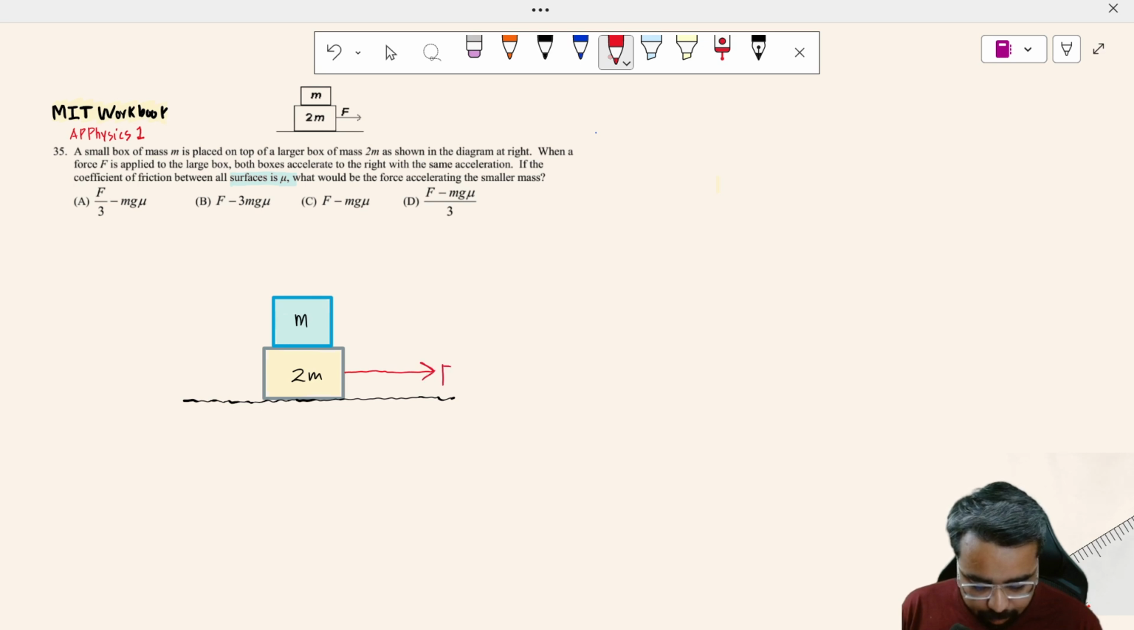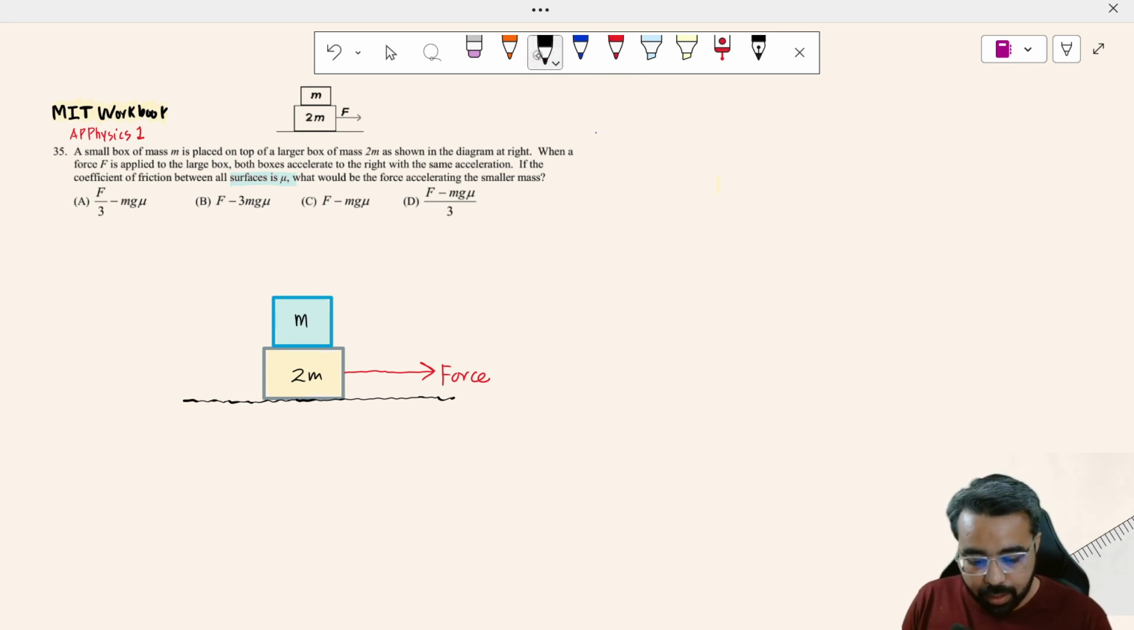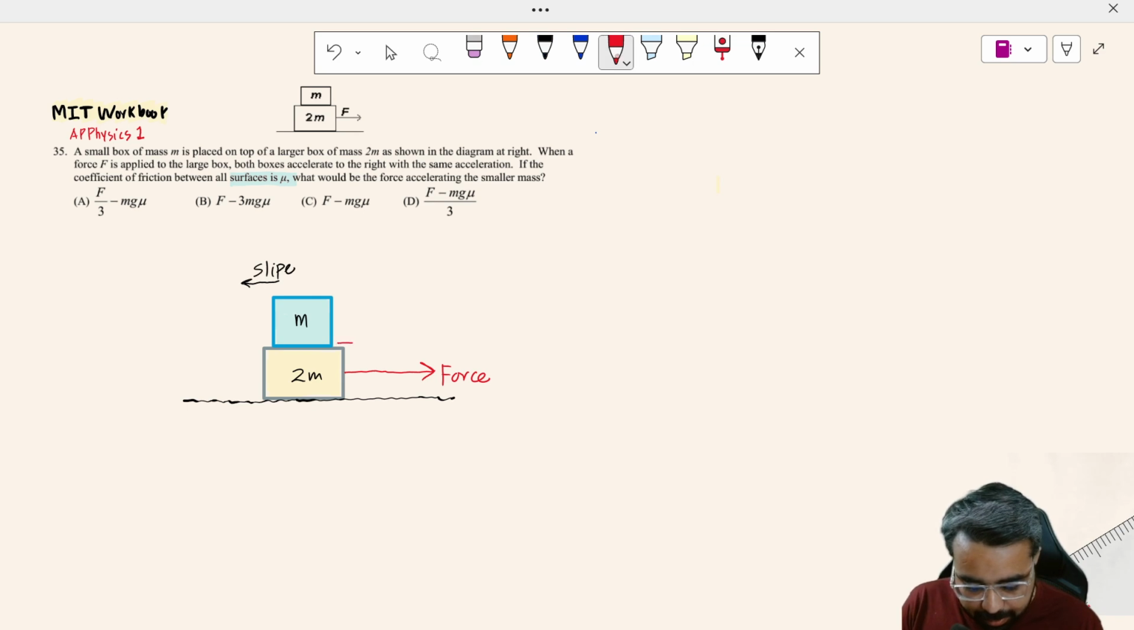So if you are going to apply the force on the lower block, then the upper block will have a tendency to slip. In which direction? So it can slip in this direction. So in order to avoid this slipping effect, there must be a force of friction that must be exerted in this direction. So this is a force of friction on the upper block applied by the lower block.